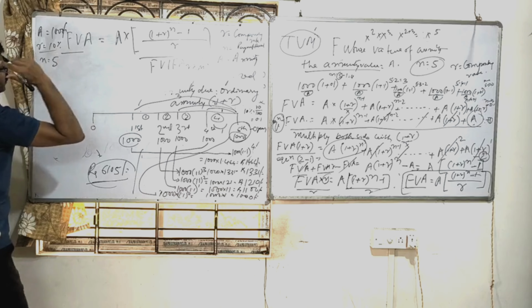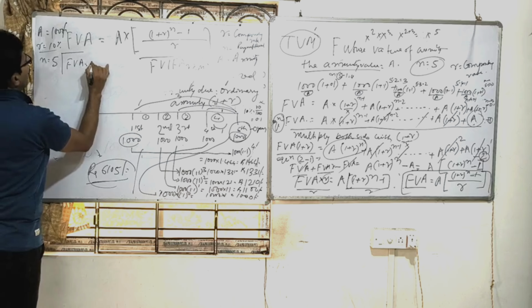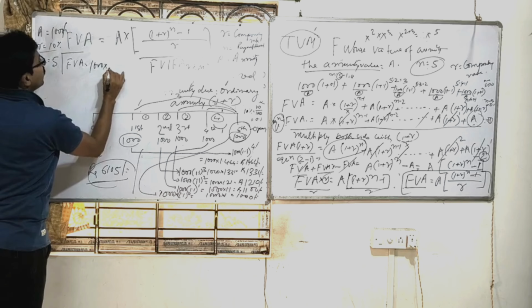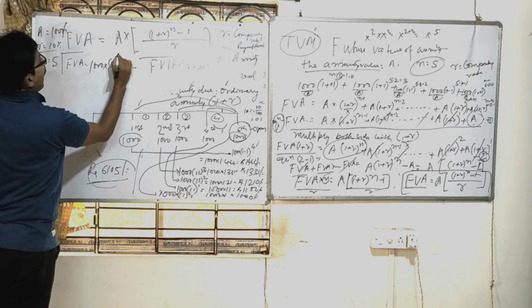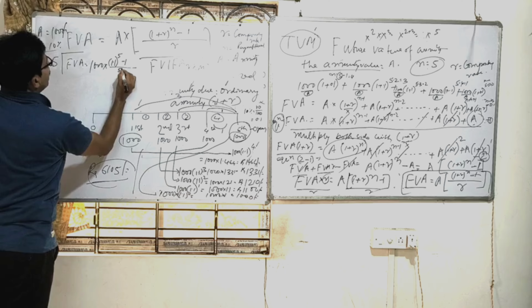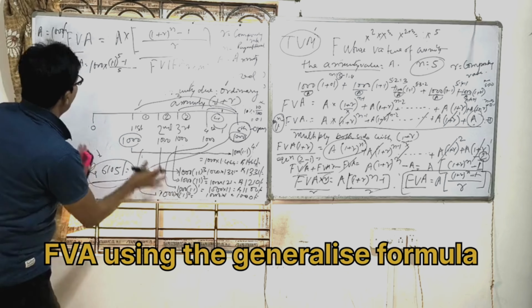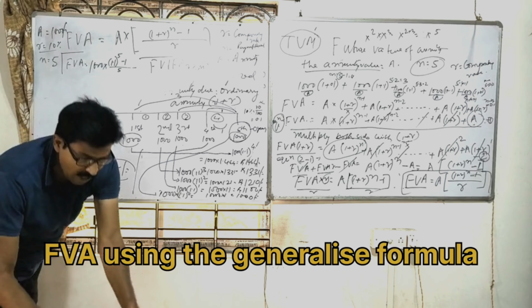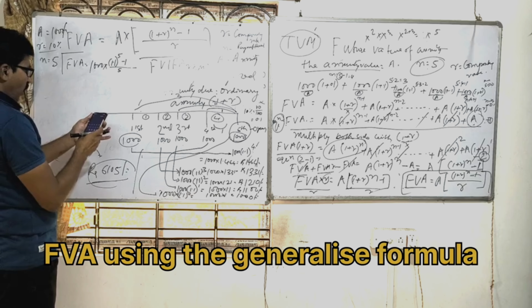Now putting all these values here, I can easily calculate. First putting the value: future value of annuity is equal to, A is equal to 1000 into 1.1 to the power n, this is 5, minus 1 by r. This way I can easily calculate. This huge, big explanation I can get within 1 minute from here.